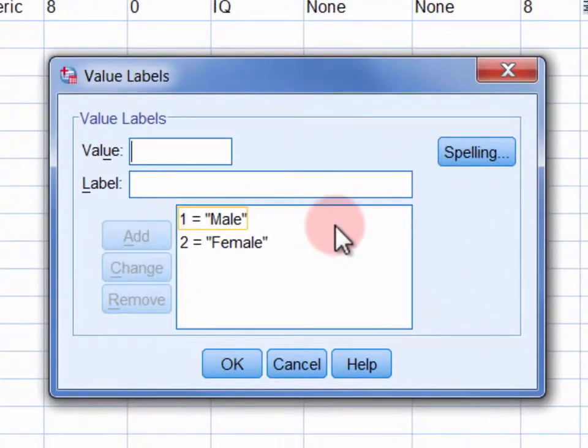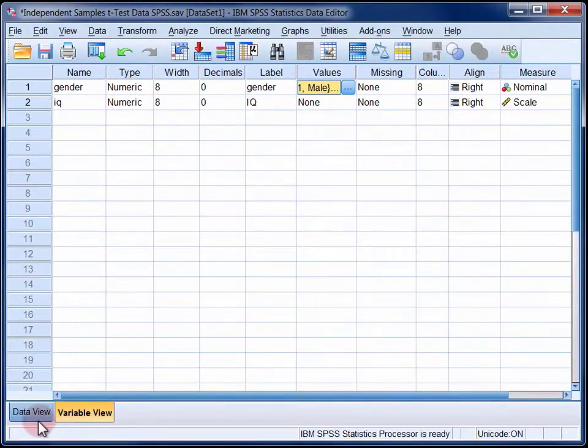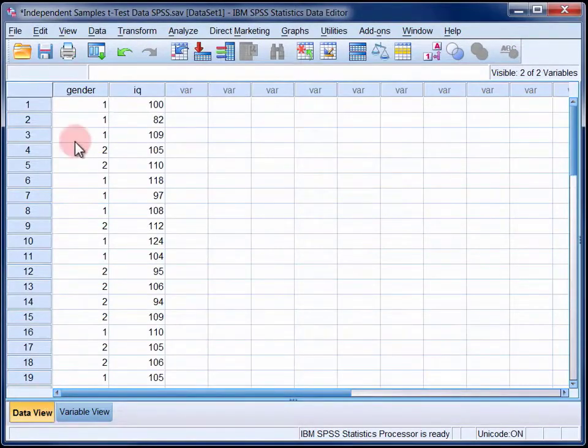So here we've used 1 to represent members of the male group and 2 to represent members of the female group. Back in the data view, we can see that the first participant is a male and has an IQ score of 100. The fourth participant is a female with an IQ score of 105.